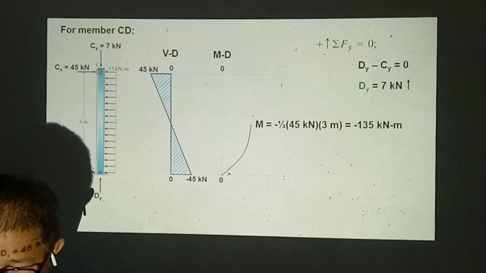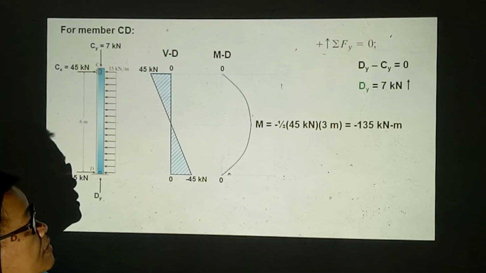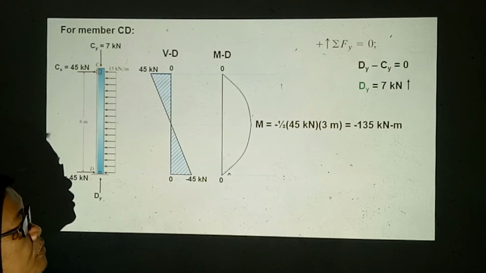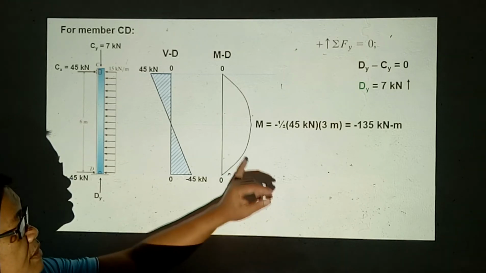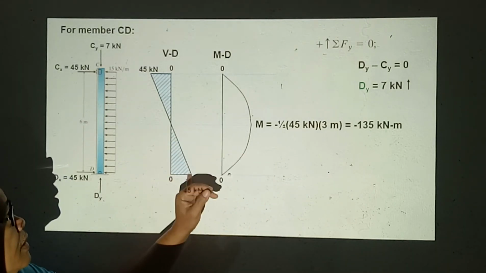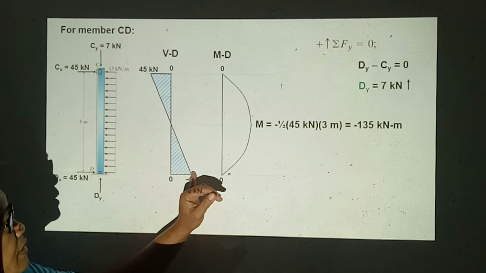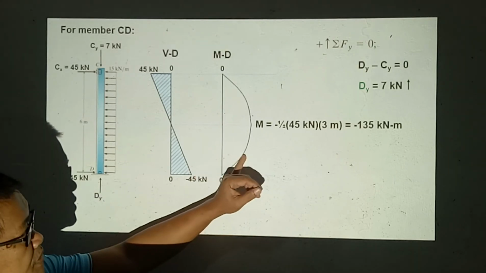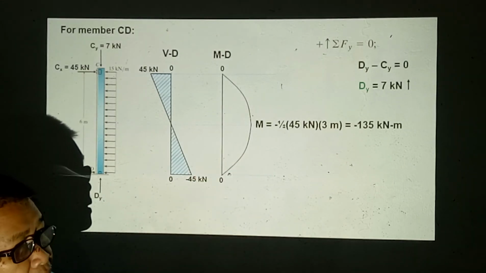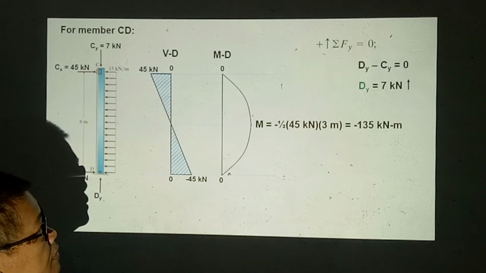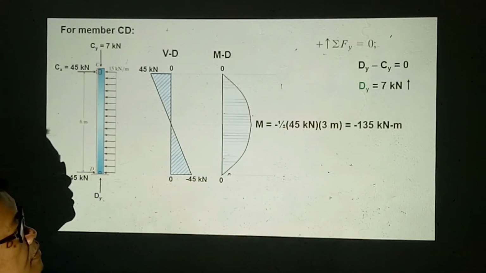And the final moment diagram is parabolic, meaning this is second degree because this is first degree. The slope of the shear diagram is first degree, and this becomes second degree, meaning either parabolic or circular. And this is the moment diagram.